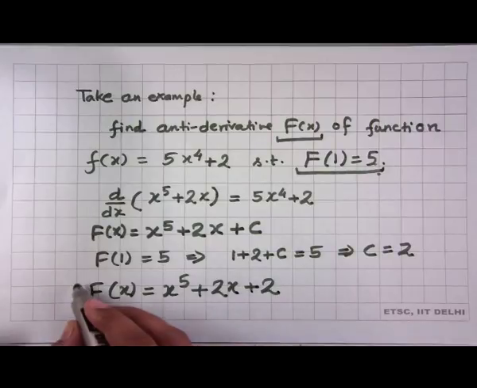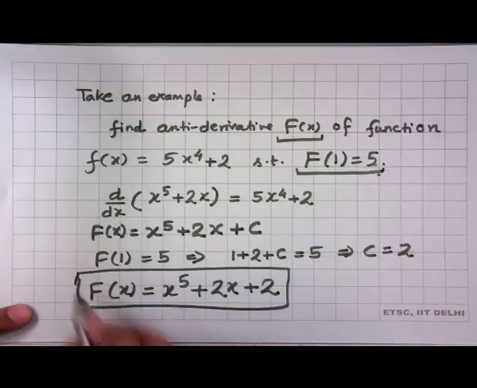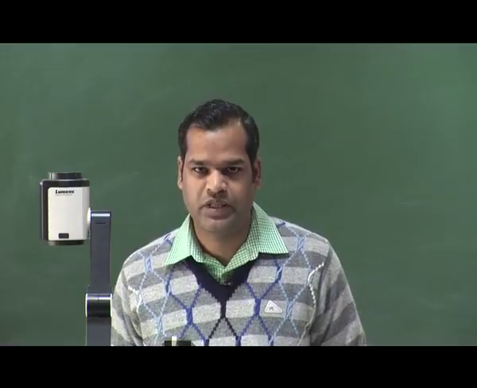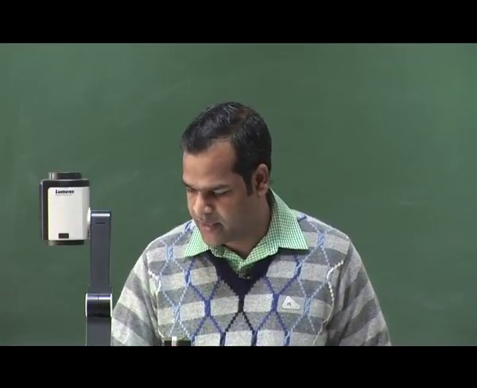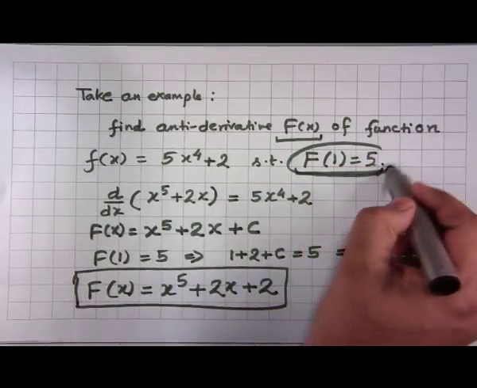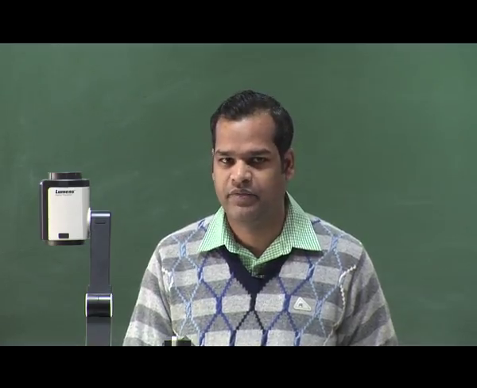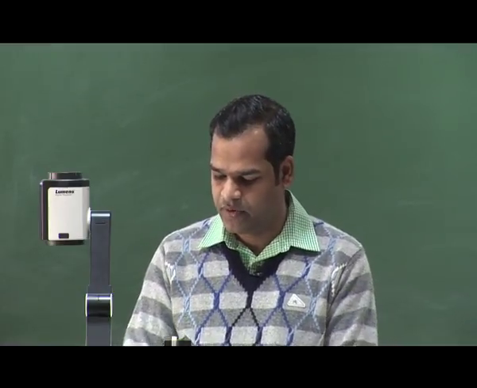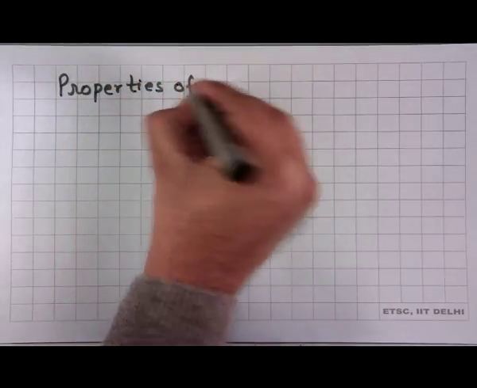So, in this case you notice that we have got a unique antiderivative, x raised to power 5 plus 2x plus 2, which gives you the value 5 when x equals 1. So, if we are given a condition, which in this case was F of 1 equals 5, the specific value of that constant can be evaluated. In general, we consider this constant as any arbitrary constant. Next, we shall look at the properties of indefinite integrals.